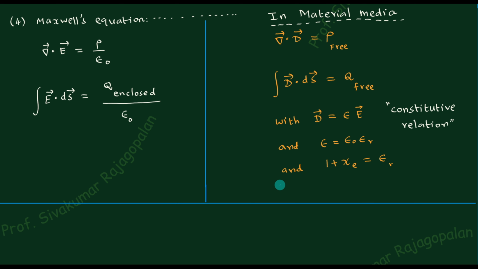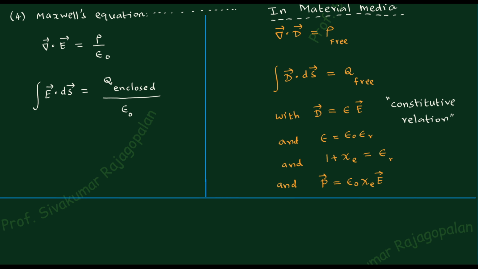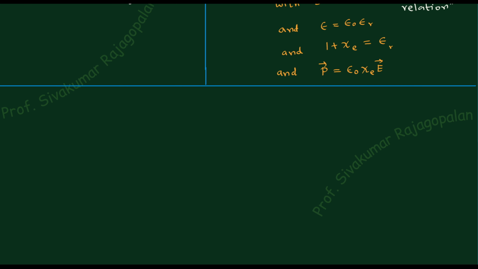I would like to write down about the polarization. So it's coming to blue. About the polarization, I have not written. So P is equal to epsilon naught chi into E. That will complete the constitutive relation. If these relations are not there, you can't evaluate the D vector. That is why we have to be careful in writing these constitutive relations.